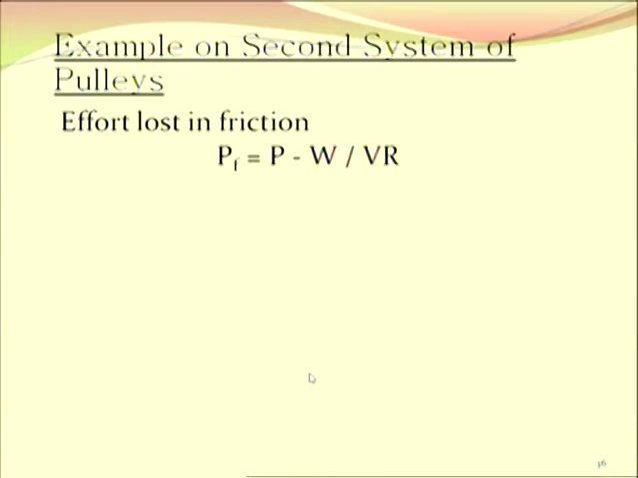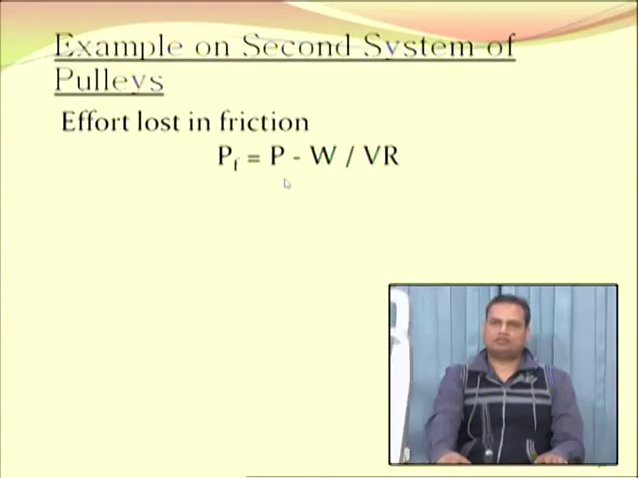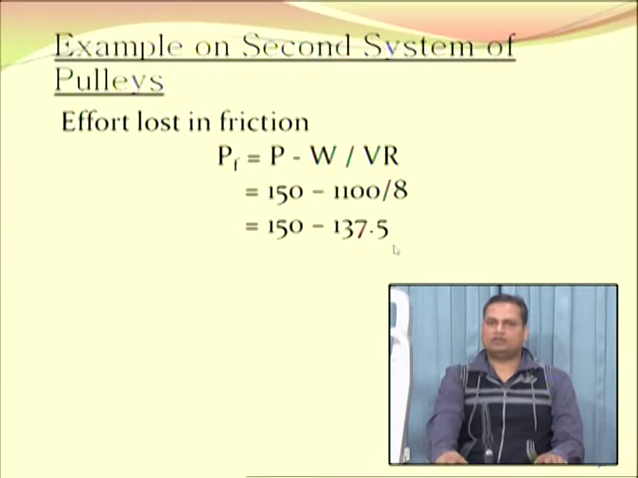Now effort lost in friction, that is PF, that is P minus W upon VR. So we can say that effort minus load upon velocity ratio. Putting those values, P is the effort, so 150 we have put it. Load is 1100 Newton, and velocity ratio is calculated as 8. Putting this value, we get 150 minus 137.5 Newton. Ultimately it results as 12.5 Newton.